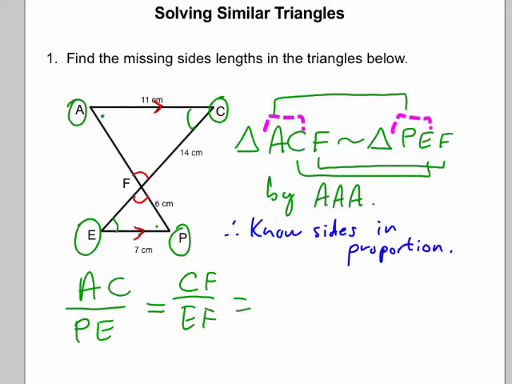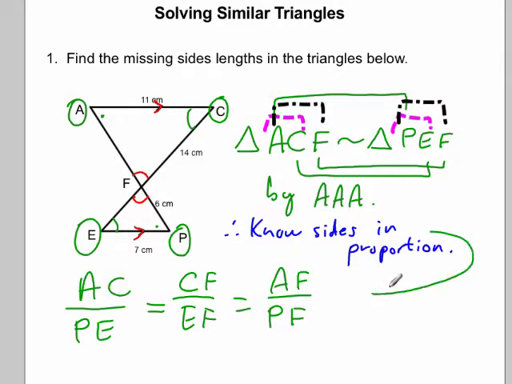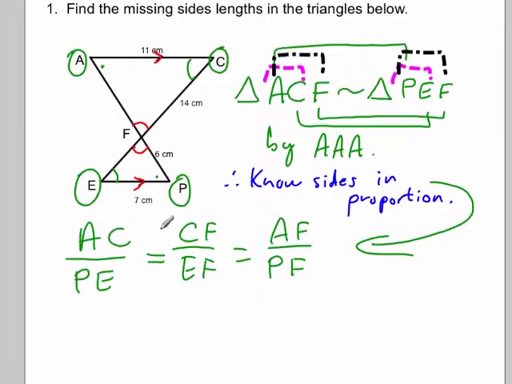And finally, if I take the first and last letter, AF divided by its corresponding piece, PF, should have the same ratio as the others. So these are the sides which are in proportion. If I divide the sides, they have the same ratio. Alright, let's write in what we know in terms of lengths.